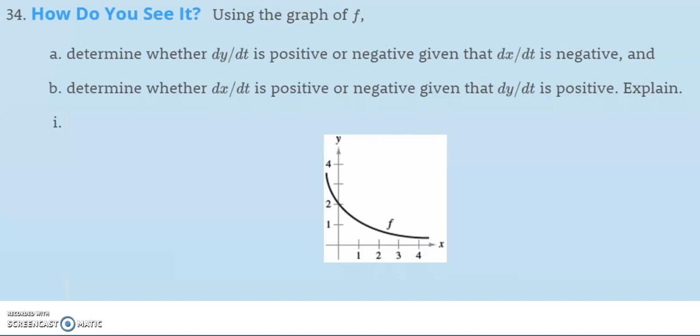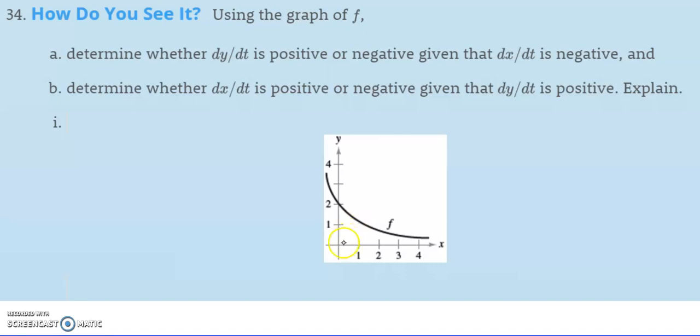All right, last one. I'm only going to do I for this. You guys can then use it to do the graph that's 2I. So how do you see it? Using this graph of f, determine whether dy dt is positive or negative given that dx dt is negative.